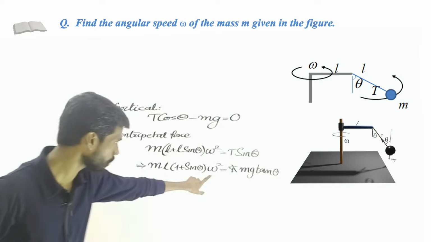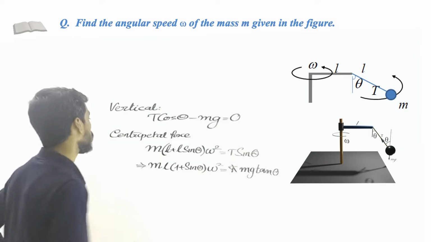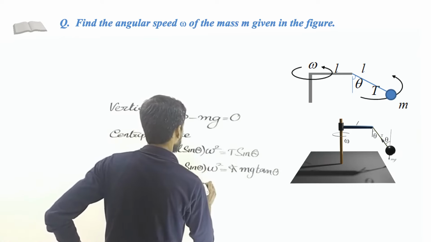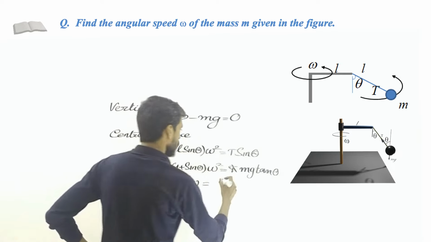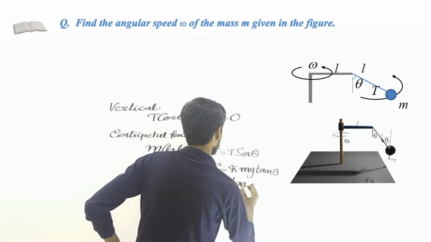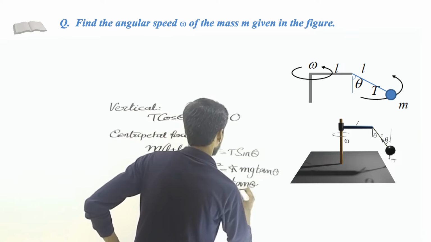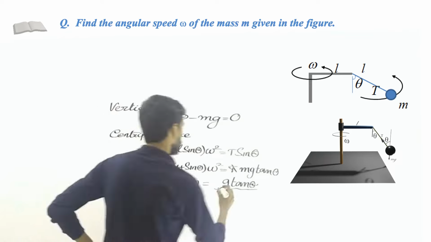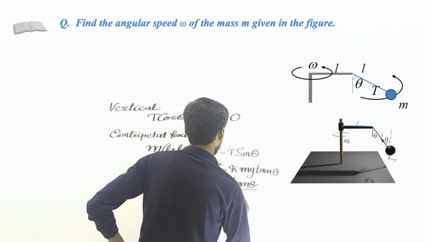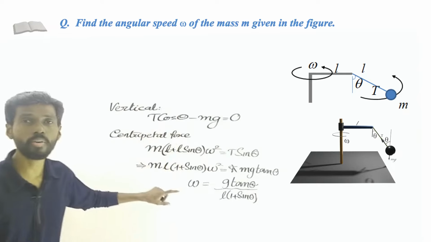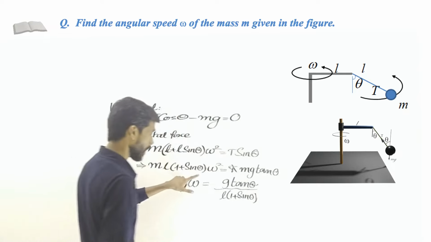So now we want to find this omega, right? So let us find omega by simplifying. The M gets cancelled. So we are getting omega equal to, so G gets cancelled. So G tan theta divided by L multiplied by 1 plus sin theta. Okay, so this is the value of omega, that is the angular speed, omega square it is.